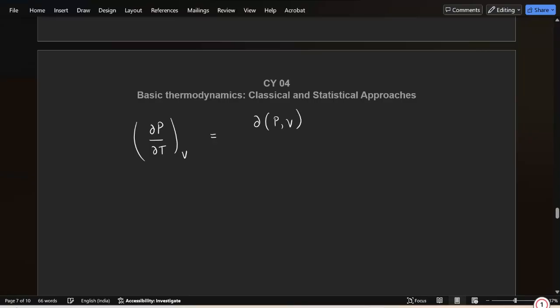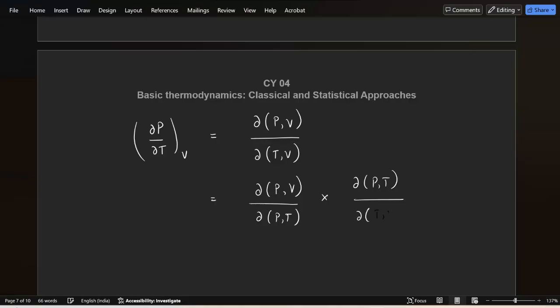At constant V. So this is a function of P and V, and this is also a function of T and V. Now we need to transform it. Generally for transformations, we multiply and divide by del (P,T). Do it step by step. You see I'm multiplying and dividing by del (P,T) here, and then I'm taking the del (T,V) there.